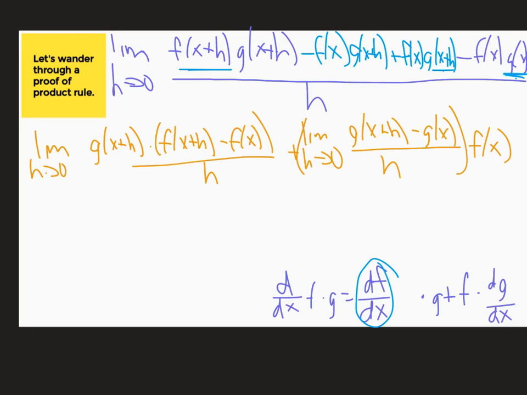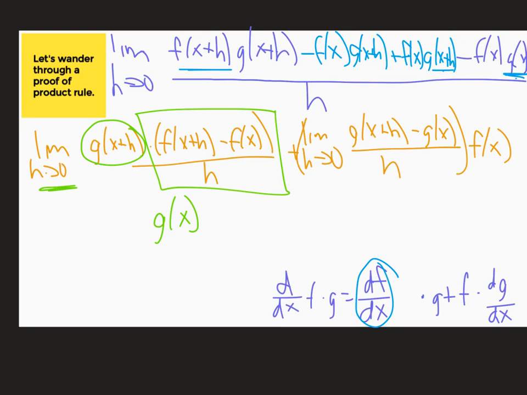The limit as h goes to 0 of g of x plus h is just g of x. I'm going to put it over here so it matches the format I have below. And then the limit of this whole big thing is just the derivative of f. Let's just call it f prime. I'll mix my notations to give you exposure to both. So the limit as h goes to 0 of f of x plus h minus f of x all over h is just f prime.